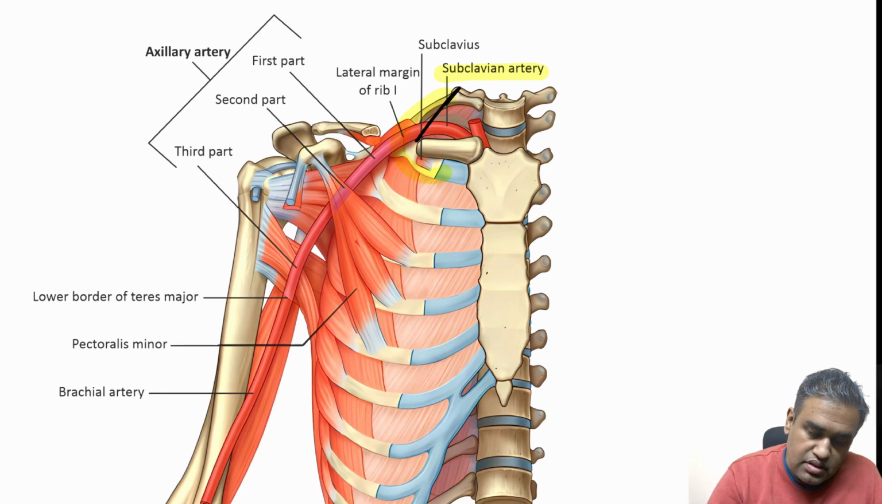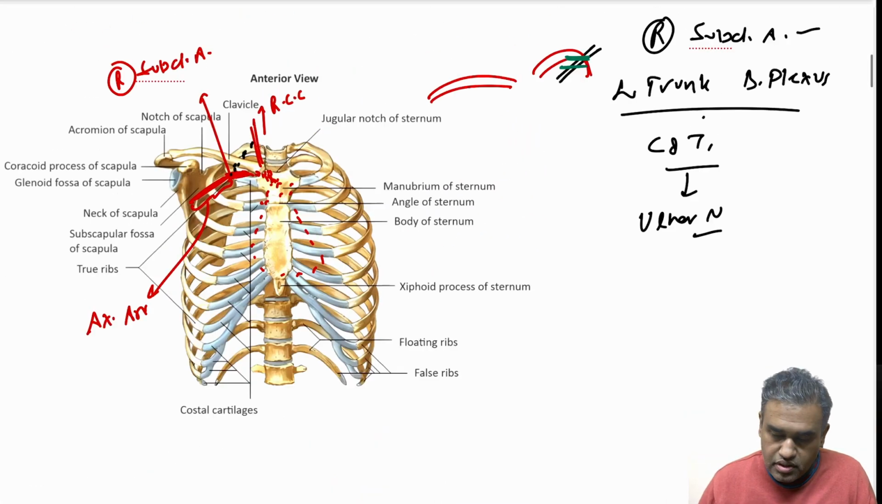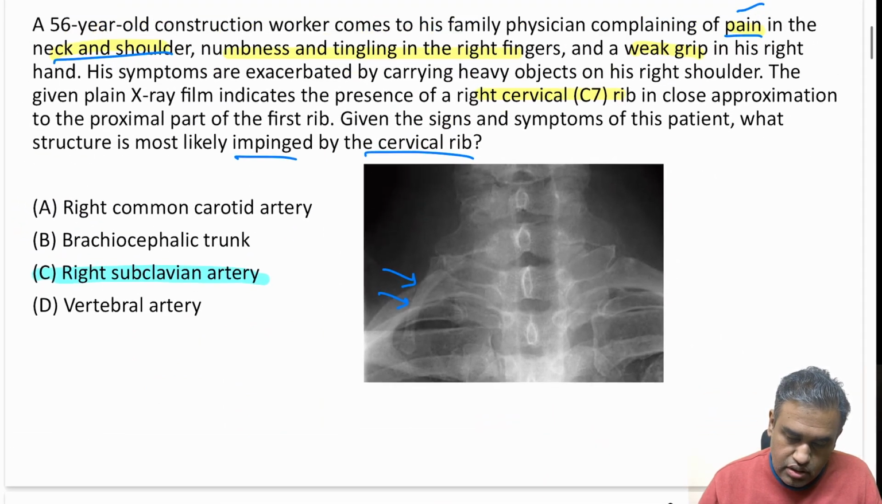Now, due to the presence of the cervical rib, which could come like this, the subclavian artery will now have to go like this. That is why. Okay. So going back to the question, I hope the question is very clear.